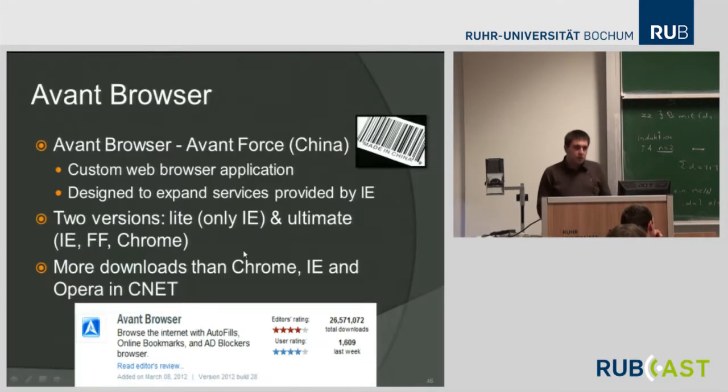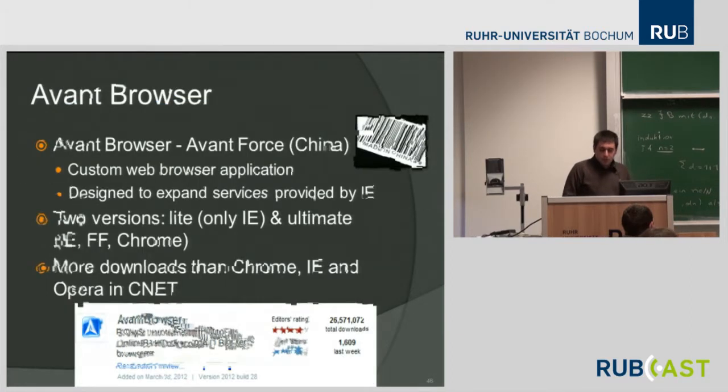Okay, this is all the bugs I found with Maxthon. Then I took another Chinese browser, which is Avant browser. It's kind of a hybrid web browser. There are two versions, from what I know: the light version, which needs IE, and the ultimate version, which can also use the rendering engine of other browsers, like Firefox or Chrome. And it's quite interesting. If you check download.com, this browser has more downloads than Chrome, for instance. So I guess some people are using it.